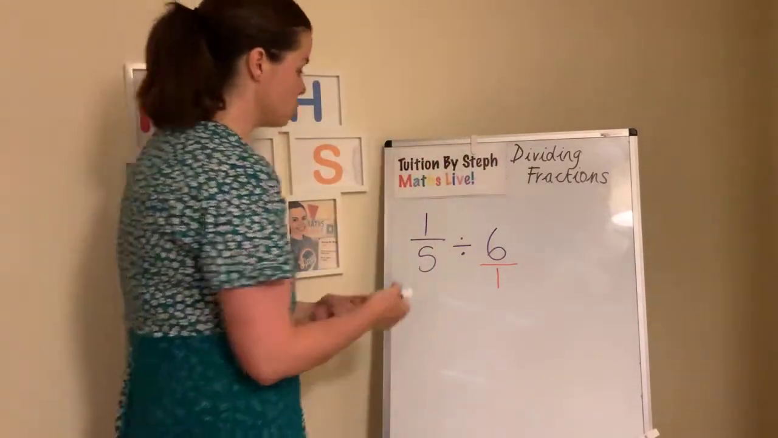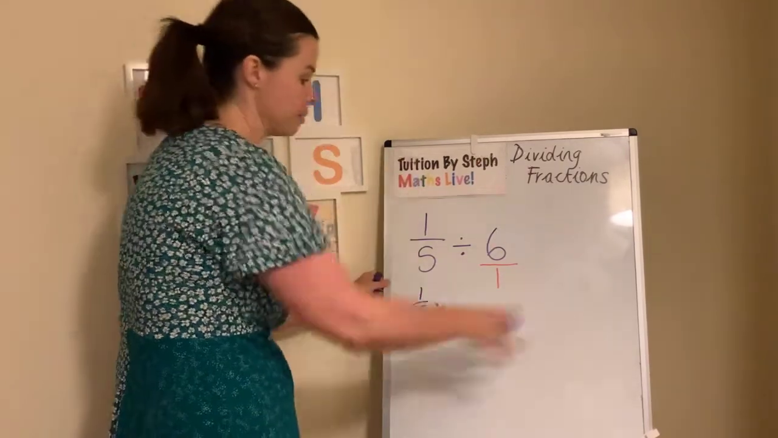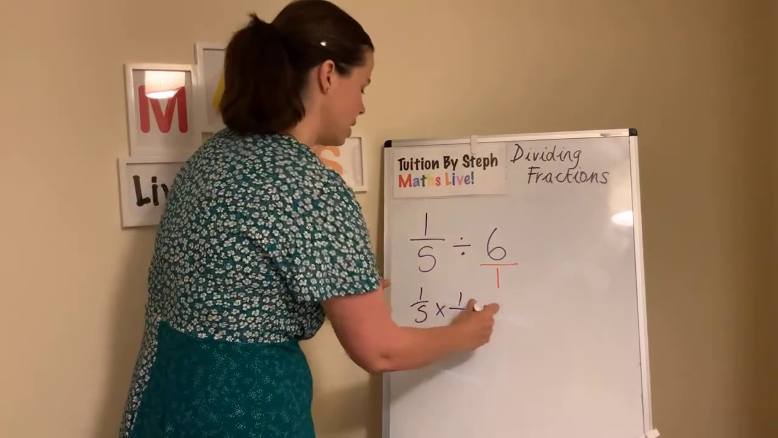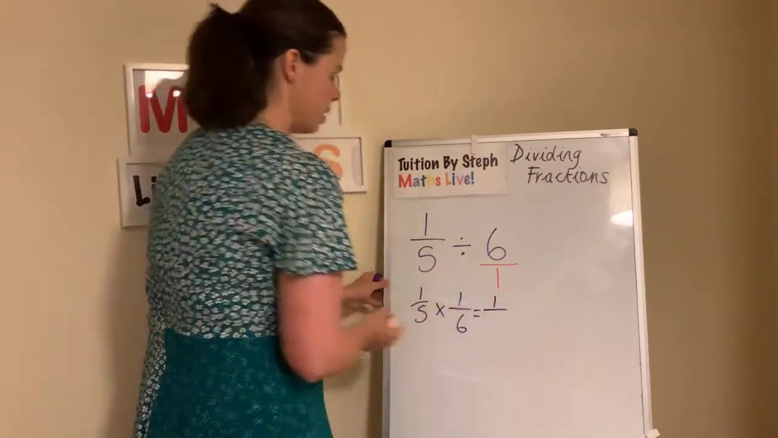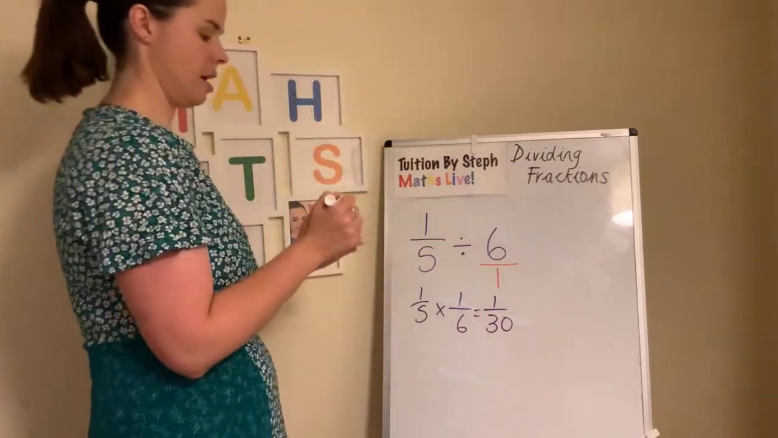And then we know to do KFC, so we keep 1/5, and then we times it, flip it around by 1/6. So 1 times 1 is 1. Okay? And 5 times 6 is 30.